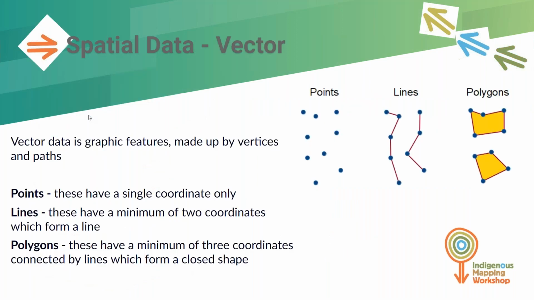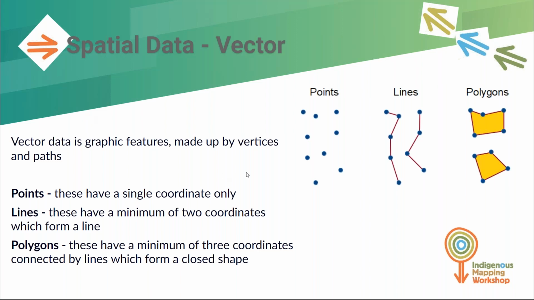And vector data is the most editable and the most interactive and the one you kind of end up using the most, except really for the satellite image. But vector data, as you can see here, is graphic features, so made up of vertices or points and then paths that join them together. So there's three types. There's points, lines, and polygons or shapes, which you may also see. And you can see how they work. So a point is a coordinate, a single coordinate.